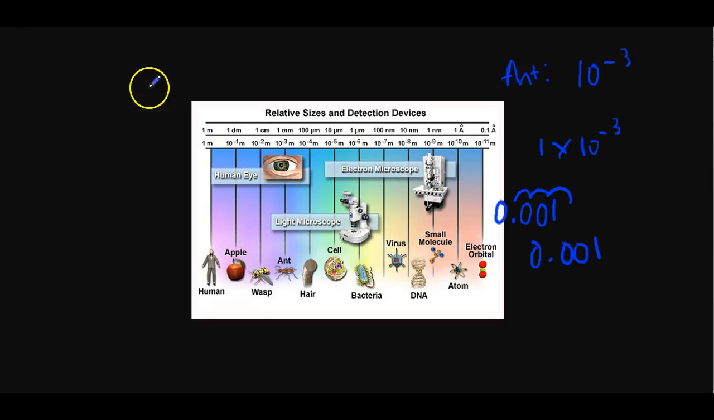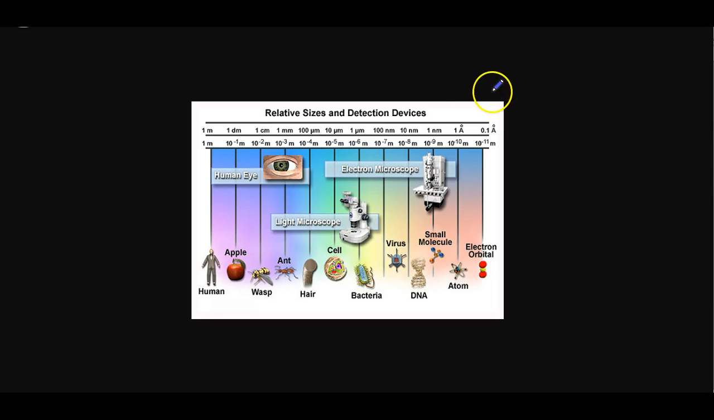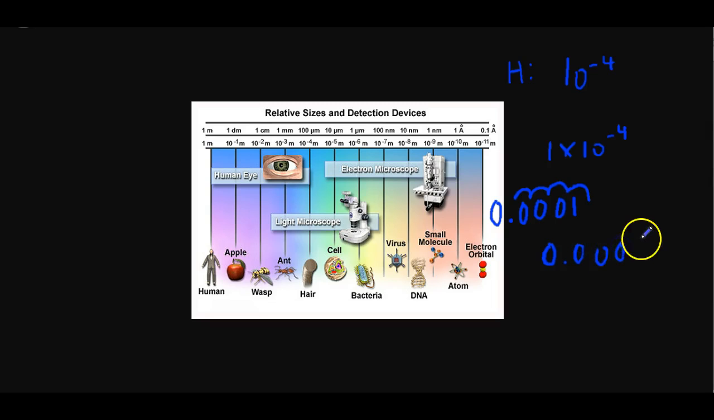A bit of hair. Okay, can you see the pattern? All right, let's do the hair. Perhaps pause it and see if you can do it yourself. Okay, so the hair is 10 to the negative 4. So that's 1 times 10 to the negative 4. So 1, moving it 1, 2, 3, 4. So 0.0001.